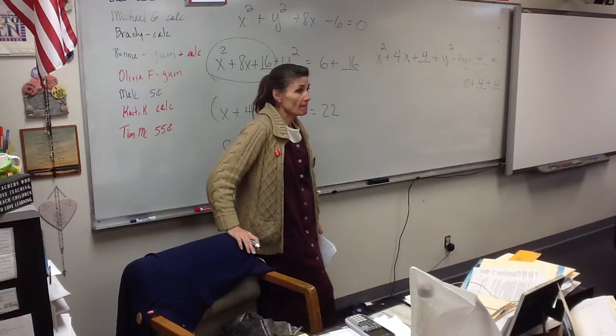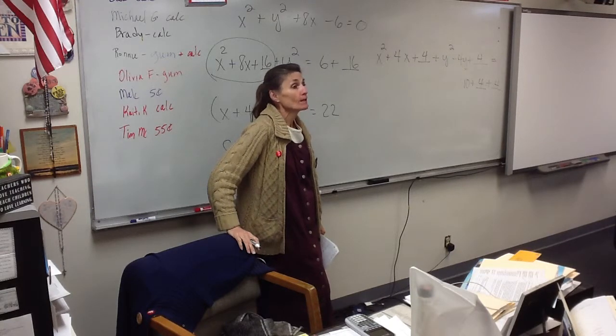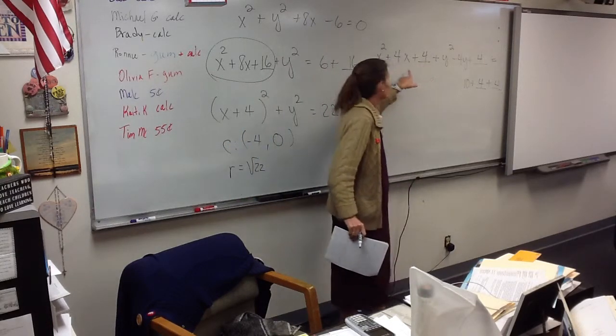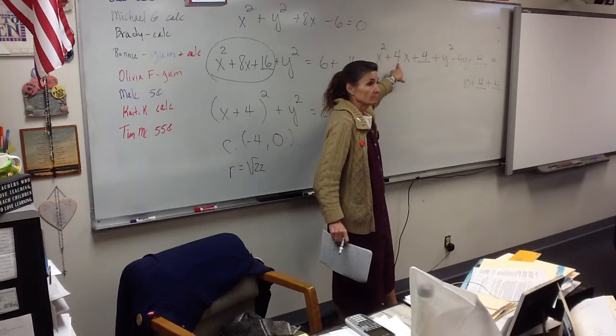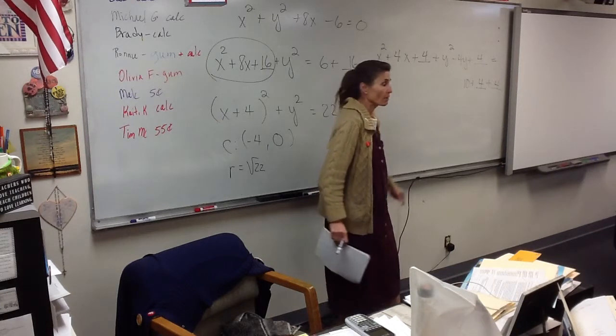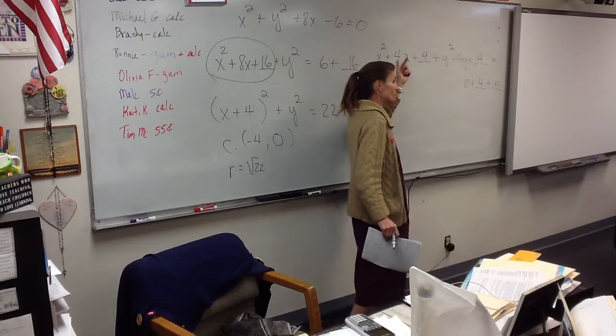Maya Brownlow, you got it? No. Somebody tell her again, how do we get the number that goes in the blank? You take half of the 4 and then square that. So half of 4 is 2. When we complete the square, we take half of this number and square it.